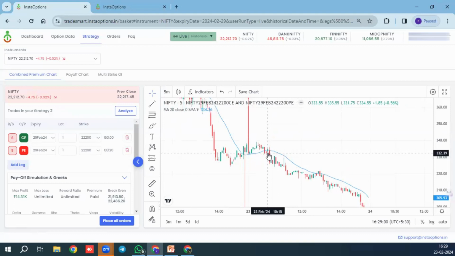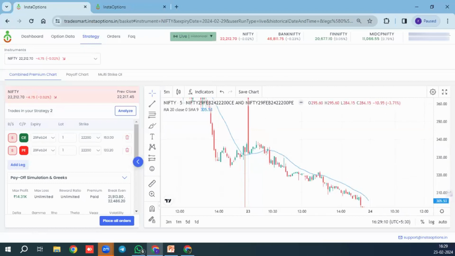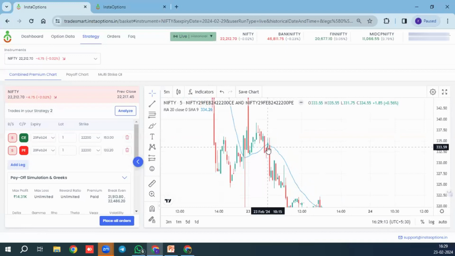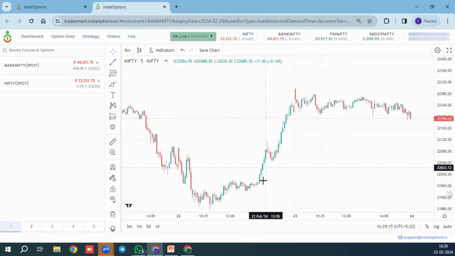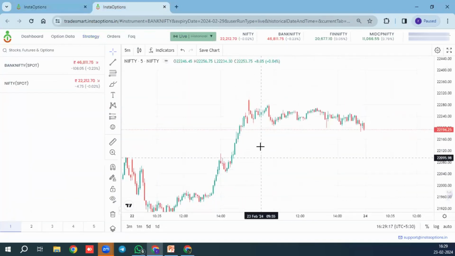Okay, so you need to select whenever the price is below the simple moving average and if it is crossing above and closing above the simple moving average. Here you can see it has closed, right? 10:15. So at 10:15 you need to check in the chart where was the market. 10:15 it was going on the upside, right? So we can go for option buying of call option.